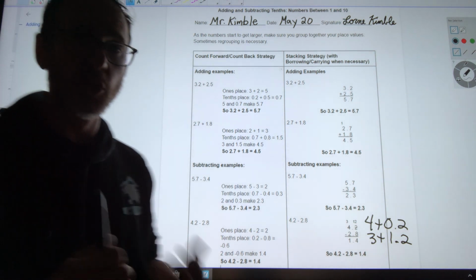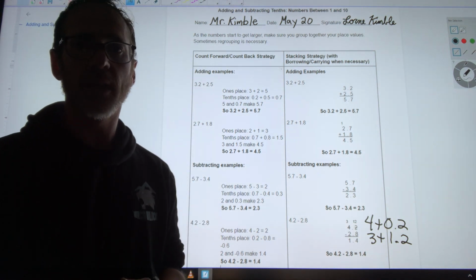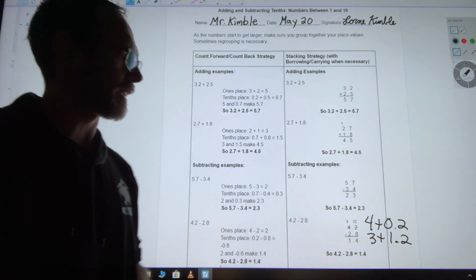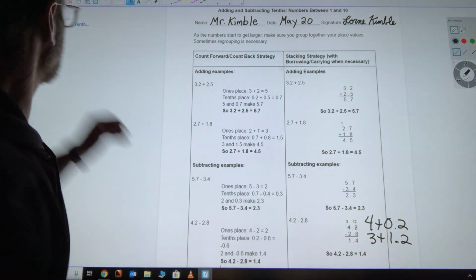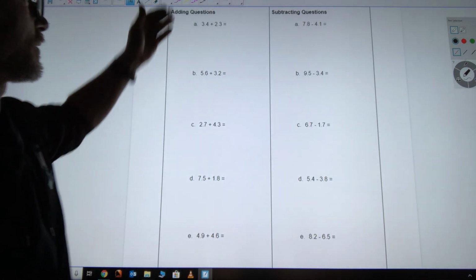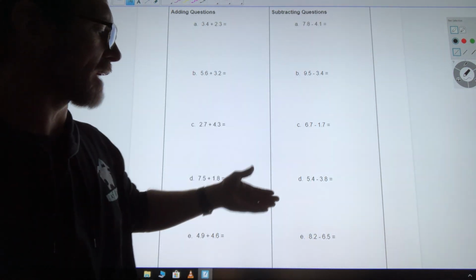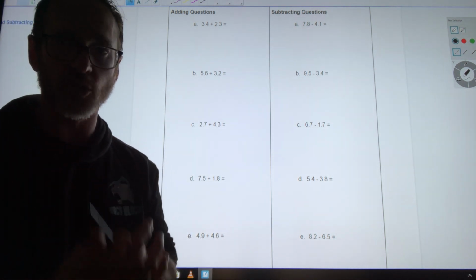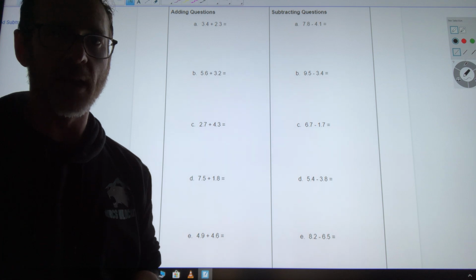So those are two different strategies that you can use. We have actually talked about more strategies than that. We talked about number lines and things like that. On the other side of the page, you have 10 questions. 5 are adding, 5 are subtracting, and hopefully those strategies will work for you for figuring out these answers.